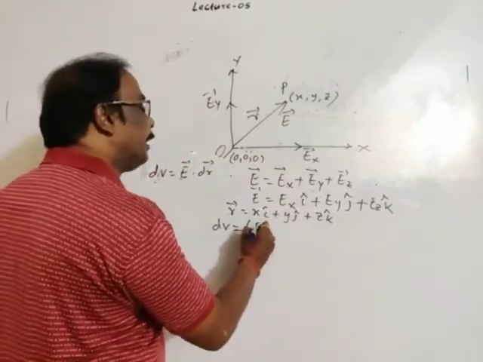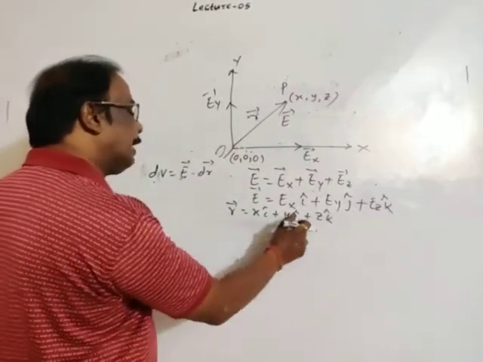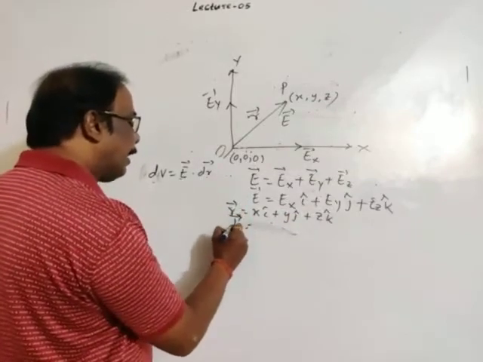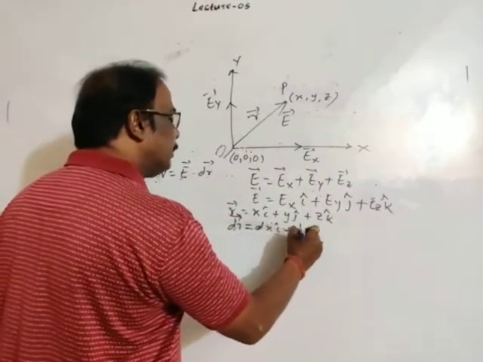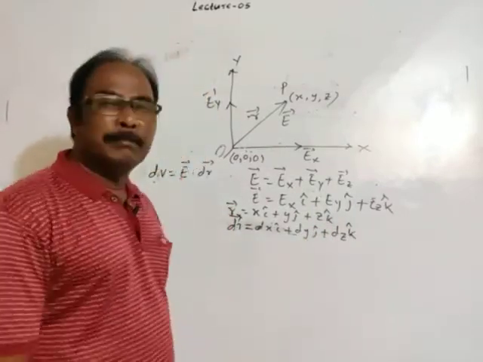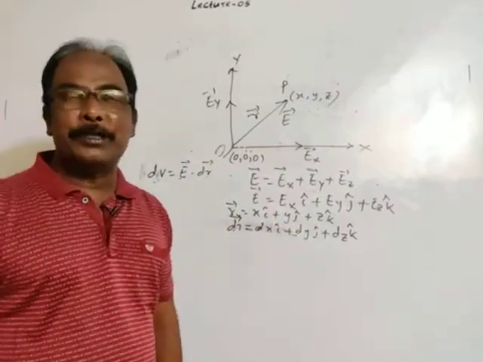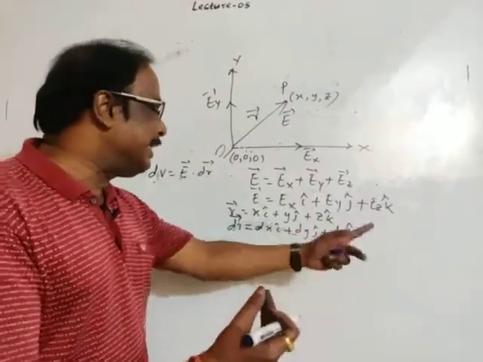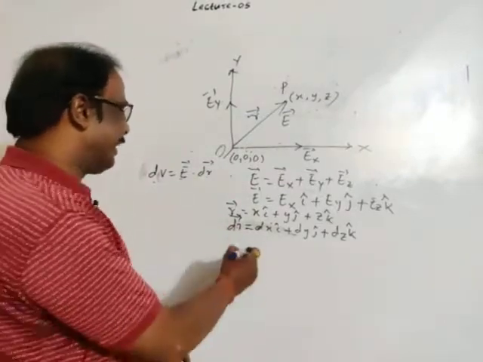In place of E, you will write Ex i cap and so on. Sorry, another bit: if r is this much, then dr is this. Then dr may be dx i cap plus dy j cap plus dz k cap. Very simple. r is equal to x i cap plus y j cap plus z k cap, so dr is equal to dx i cap plus dy j cap plus dz k cap, differentiating both sides.